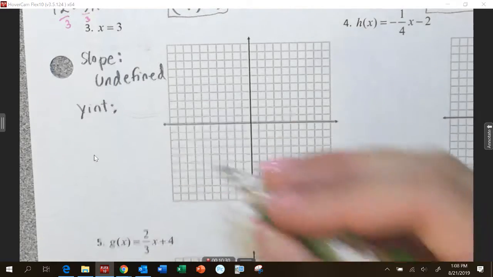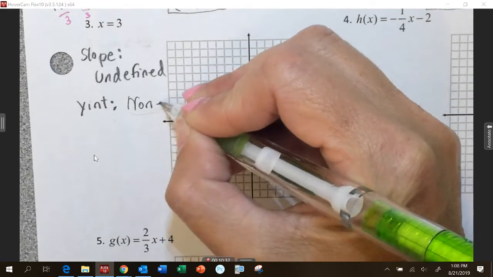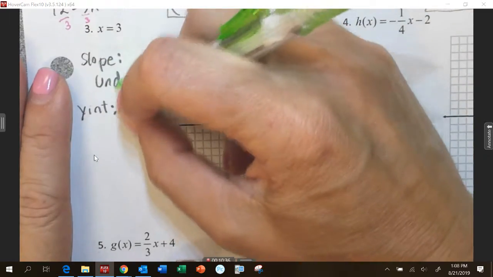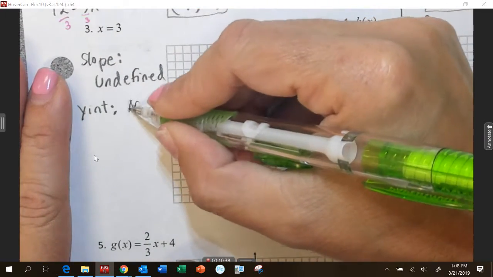Write something down like none. Here you go. Now I know you know. That was a weird N I just made.